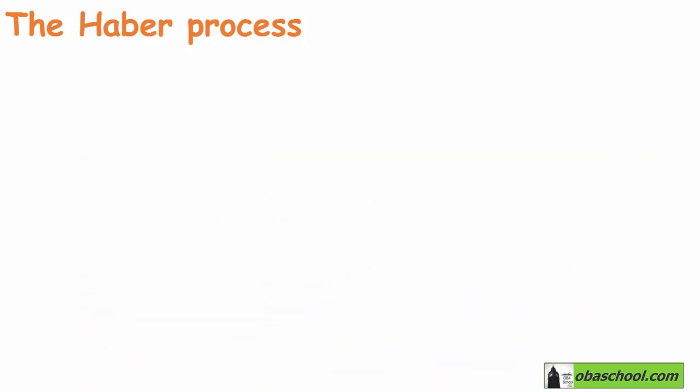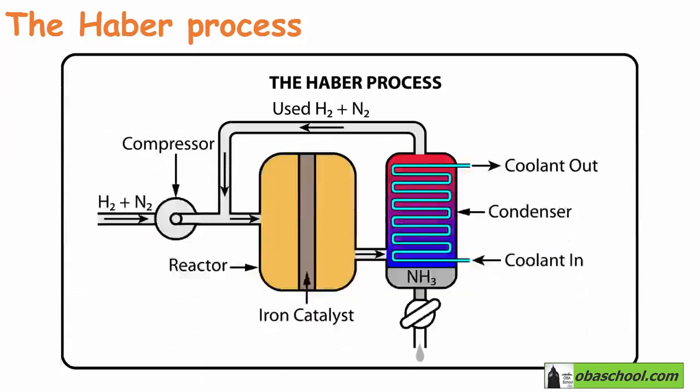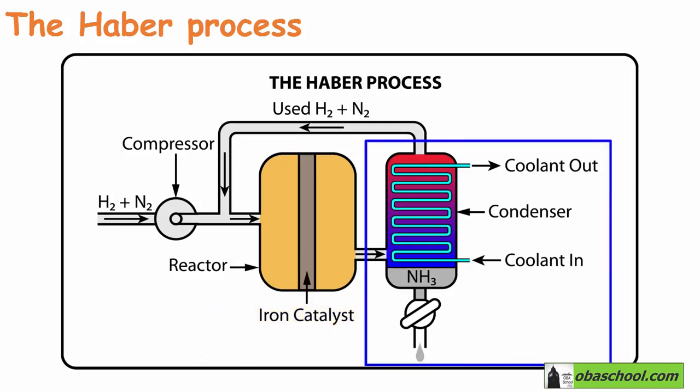So let's repeat. Hydrogen and nitrogen gases will be pumped in over here. Then the mixture of nitrogen and hydrogen will be compressed to a pressure of 200 atmospheres and heated to about 450 degrees Celsius. Here we have the reaction vessel where the reaction will take place, and it contains iron catalyst. The mixture of gases emerging from the reactor will be cooled, and then ammonia will liquefy and it will be separated. So we will collect ammonia liquid over here.